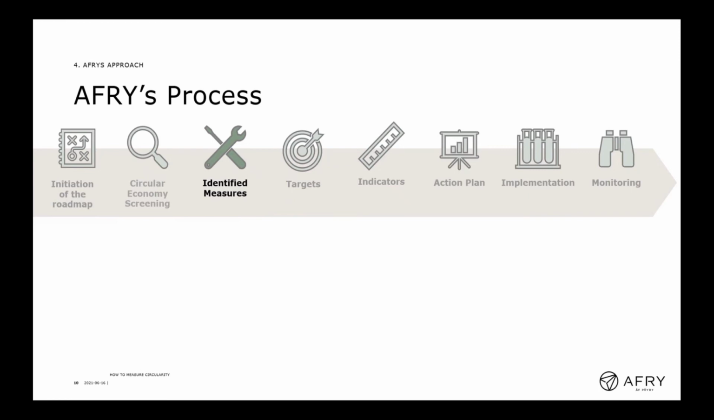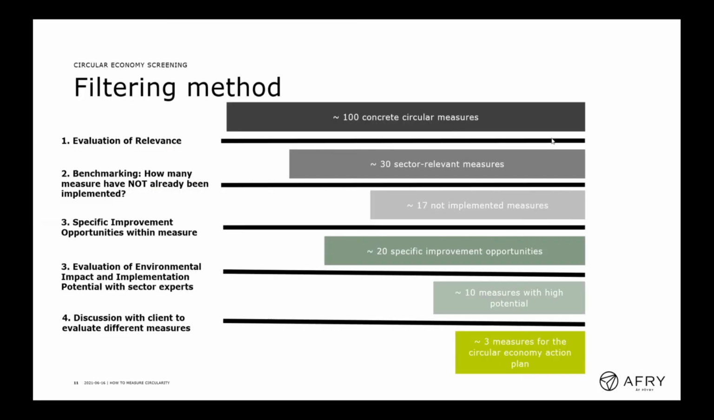So the next step, after the benchmarking where we see where we are now, would be to really clearly define what we can do to go forwards. As I already said, we have about 100 different measures. We do this evaluation of relevance. We go down to about 30 different measures, and we do our benchmarking and see how many of these relevant measures have already been implemented. And then we say, well, okay, here, for example, we have 17 measures that haven't been implemented. We then sit down with our sector experts and with you to really clearly define how we turn an overall measure into a specific improvement opportunity for your company.